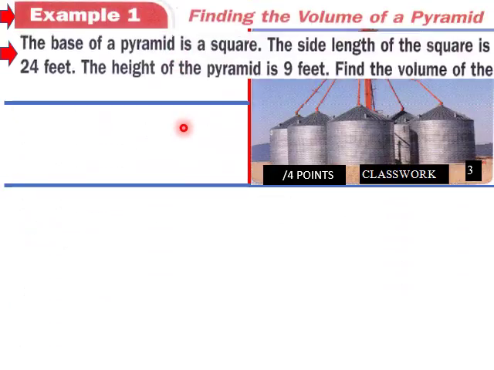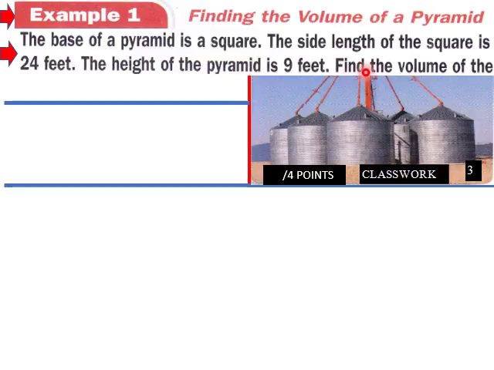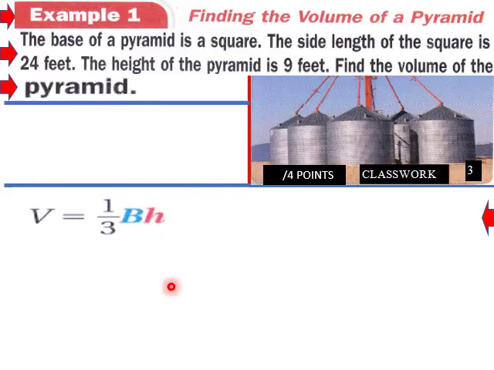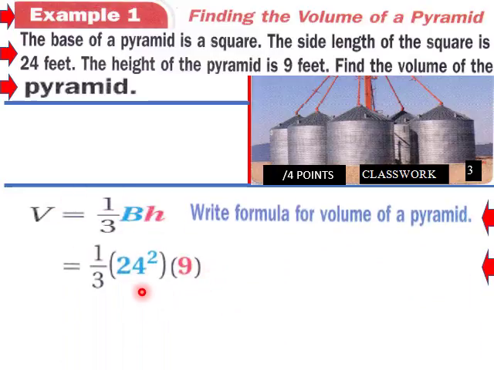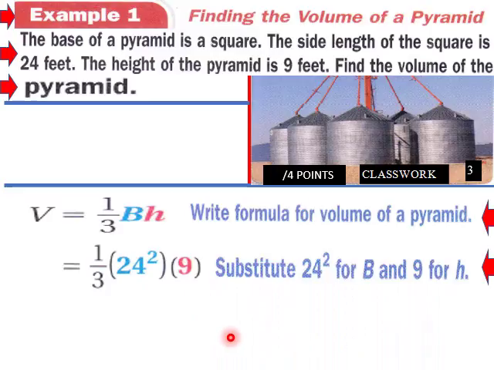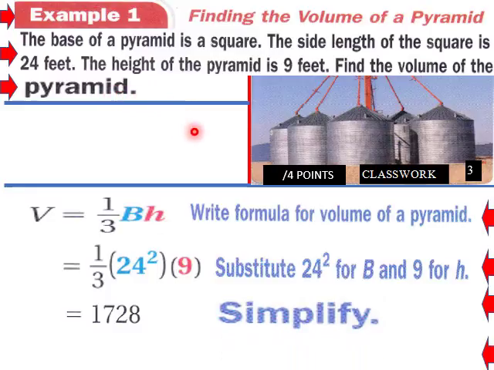So, example 1, find the volume of a pyramid. The base of a pyramid is square. The side length of the square is 24 feet. The height of the pyramid is 9 feet. Find the volume of the pyramid. So, here's our formula: 1/3 base times height. Write the volume for a pyramid. So we know 24 squared, the length of the side of a square is 24 feet, and then the height would be 9. So substitute 24 squared for B and 9 for h, and we get this number here for the volume of this pyramid.